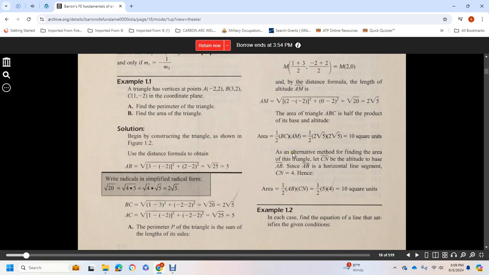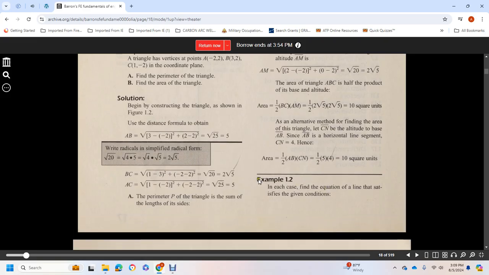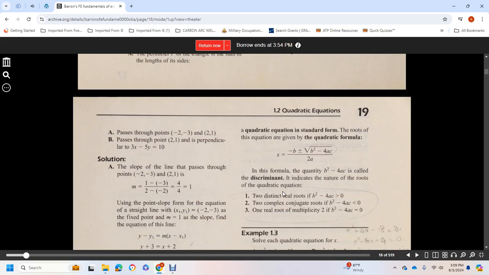Alternative method of finding the area of the triangle: line CN is the altitude to the base AB. Since AB is a horizontal line segment, CN is 4. Hence, the area is 1/2 times AB times CN, or 1/2 times 5 times 4, which is 10 square units. Example 1-2: in each case, find the equation of the line satisfying the given conditions.